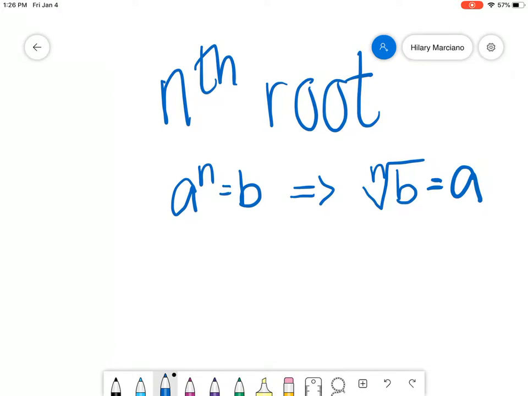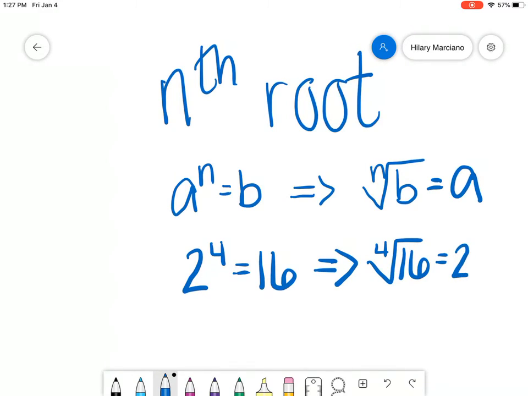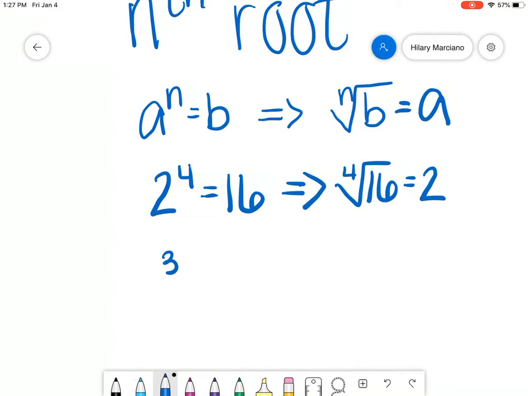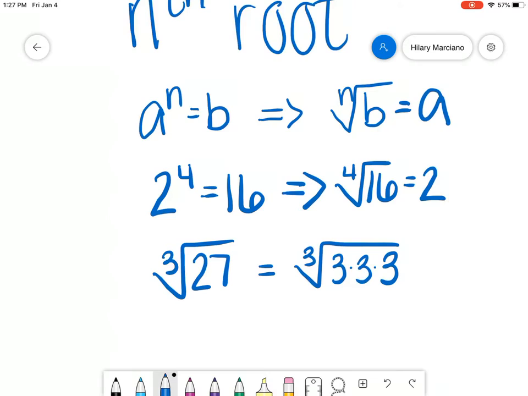So using numbers, we would do 2 to the 4th equals 16, right? Because we know that that's true. And we could rewrite this as the 4th root of 16 is equal to 2. Or we can have the cube root of 27, this 3 right here. And we know that 3 cubed, 3 times 3 times 3, is equal to 27. Now we can pull this out and solve and know that the cube root of 27 is also equivalent to 3. And that's why we need to use the nth root.